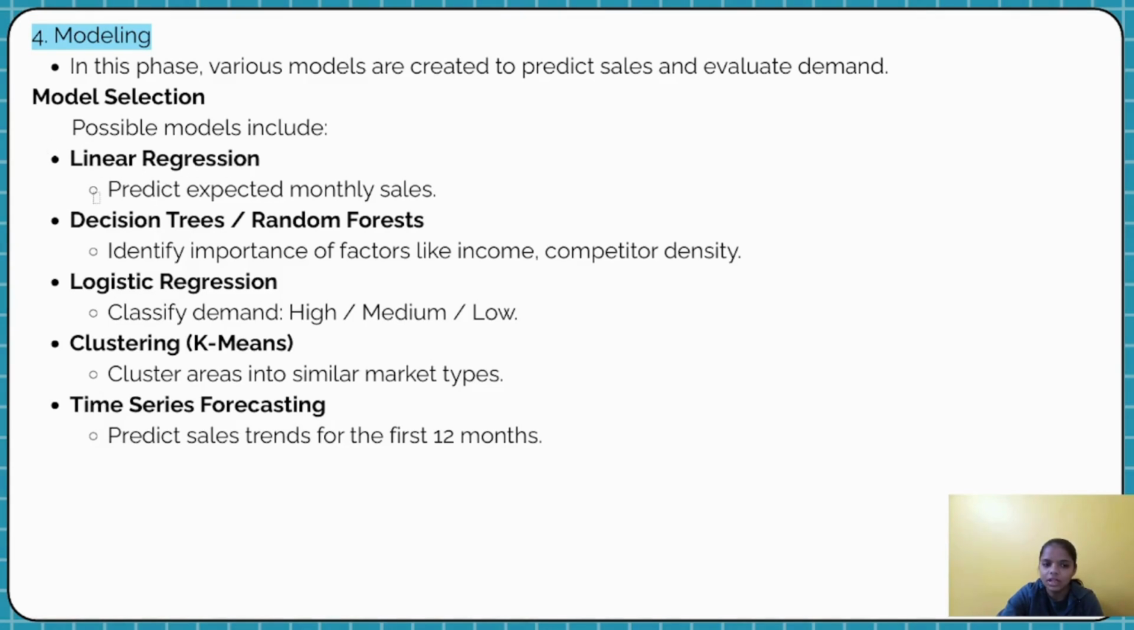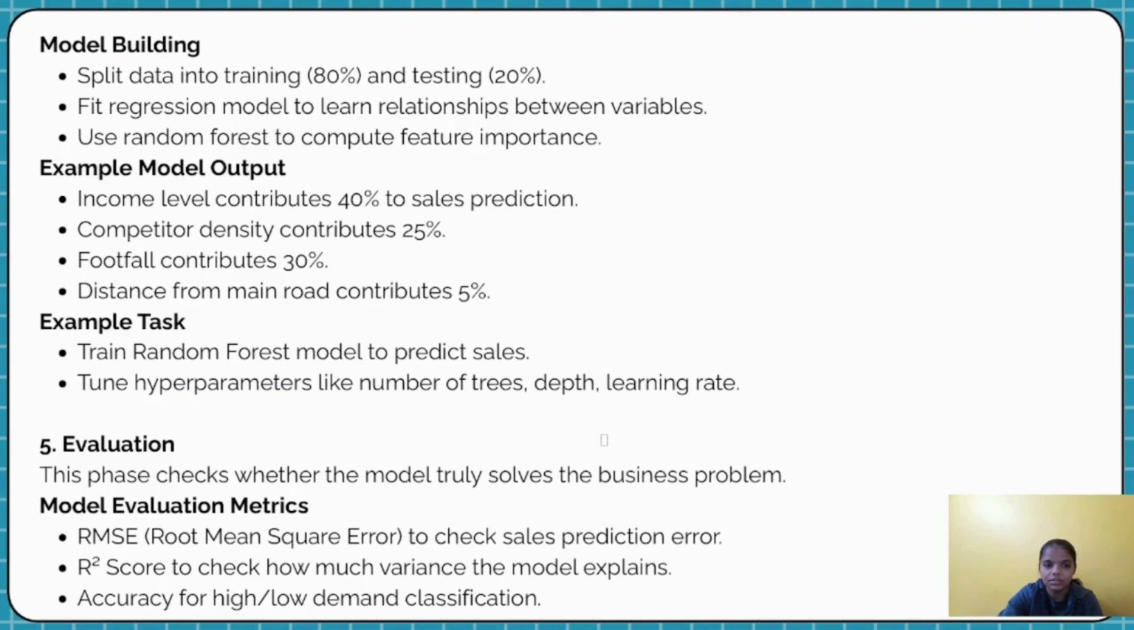Here, linear regression helps to predict the expected monthly sale. Decision tree helps us to identify the importance of factors like income, competitor density. In logistic regression, we classify the demand, high, low, medium, of a particular product. In clustering, we place similar kinds of items into the same group, clustering areas into similar market types. Time series forecasting predicts sales trend for the next 12 months.